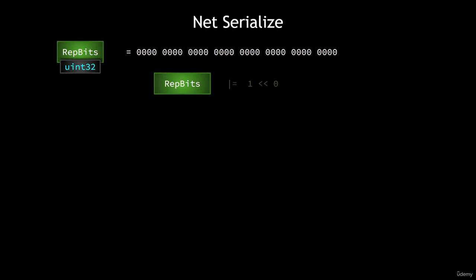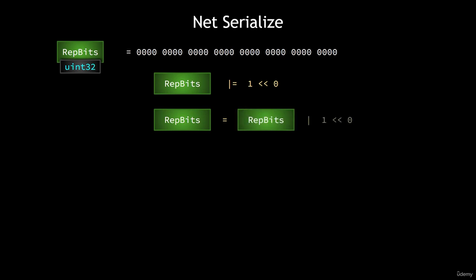Now, if we take rep bits and we use, say, this operation on it, rep bits bitwise OR equals 1 left shift 0, that would be equivalent to taking rep bits and setting it equal to itself, bitwise OR, the expression 1 left shift 0. Let's see what result we would get from this. Here is 1 left shift 0. As we've seen, 1 left shift 0 is going to take the value 1 and shift all the digits to the left by 0. In other words, it's just 1.